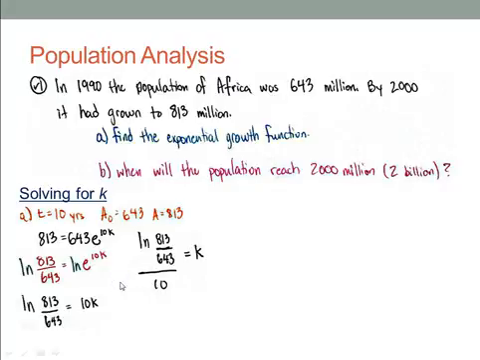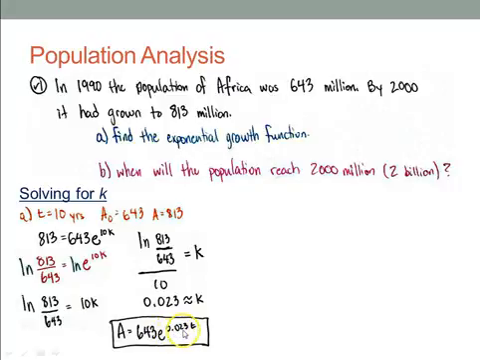I know this looks gnarly, but remember, all of the heavy lifting is going to be done in your graphing calculator. You can type this in exactly as it is written on your paper. And that equals about 0.023 or 2.3%. So that lets me rewrite the exponential growth function for this population analysis problem as A equals 643 e to the 0.023t. And since we know that k is positive, we know that the population is growing.